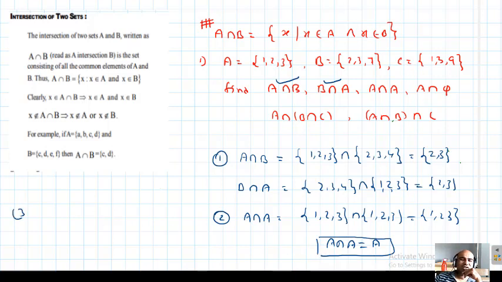So the third one I will write here, A intersection φ. What is A intersection φ? A is {1, 2, 3}, intersection the empty set. I already explained that the empty set is present in every set, that's why the empty set is a subset of every set. So what is the intersection? The empty set only. That's why A intersection φ equals φ. So these are some important things.